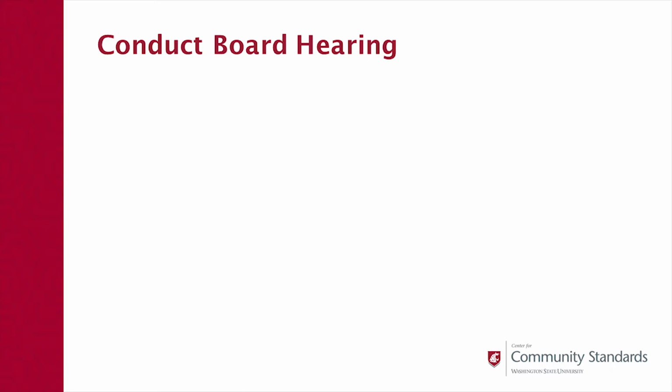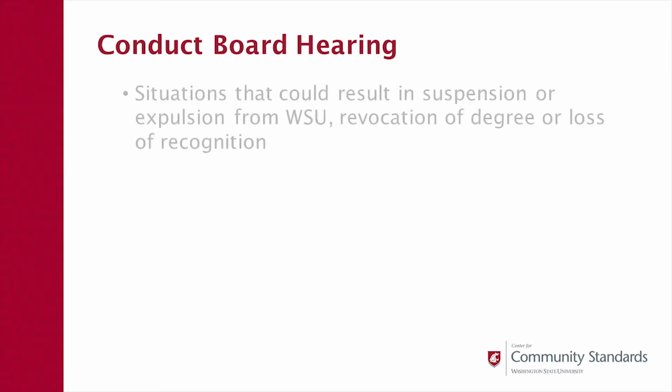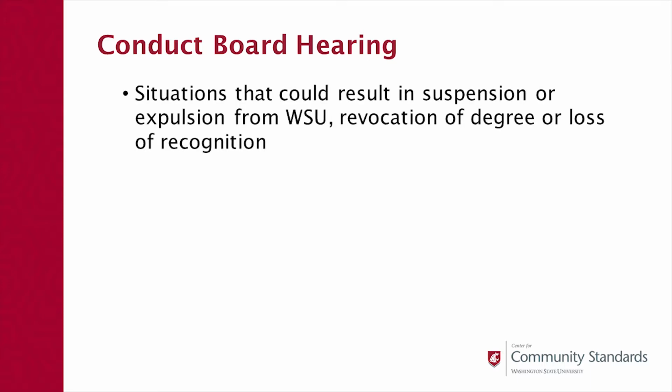The second type of hearings are conduct board hearings. Conduct board hearings occur when your outcome or sanction could potentially involve suspension of greater than 10 instructional days, expulsion or revocation of degree, and matters in which a registered student organization faces loss of recognition. In addition, conduct board hearings are used for allegations of sexual misconduct or by choice of your conduct officer.